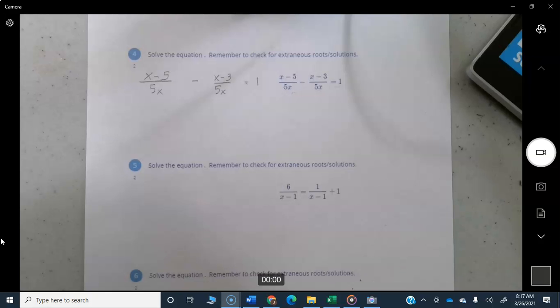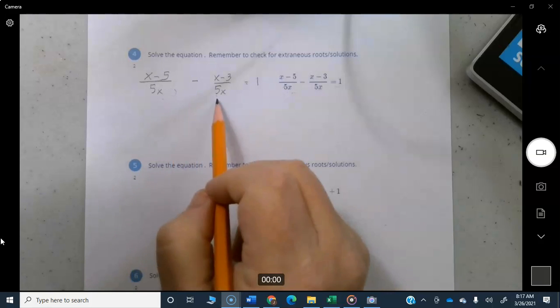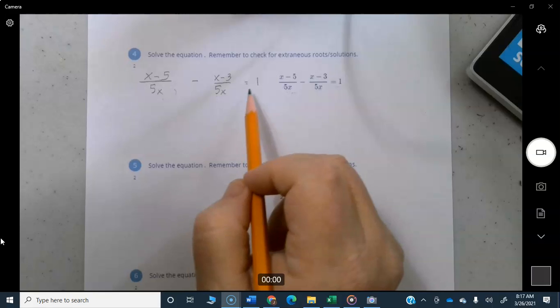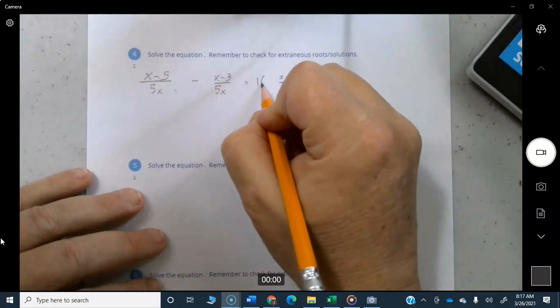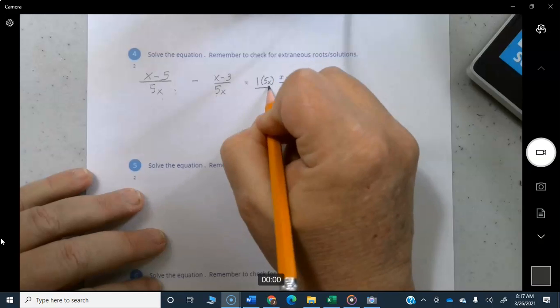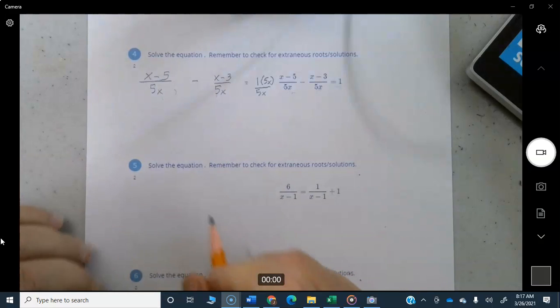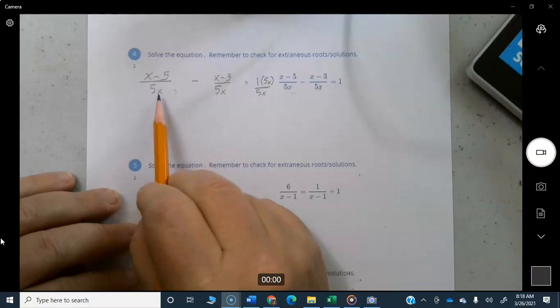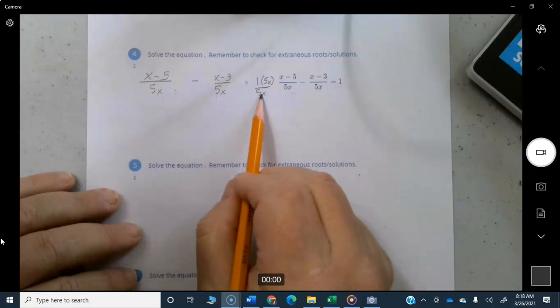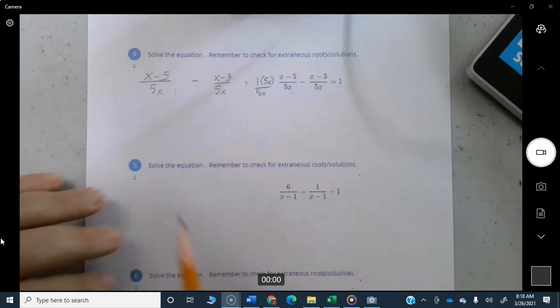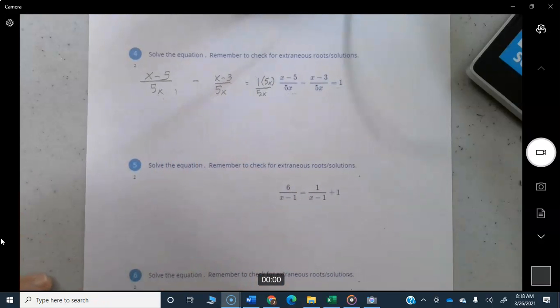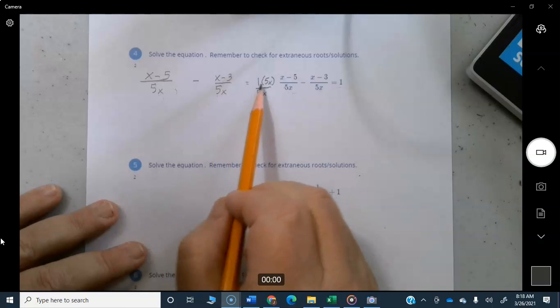All right, so we already have a common denominator there. We need a 5x on the bottom of this one to make it a common denominator for all three. So we're simply going to multiply top and bottom here by 5x. And there we have it. So now that we have a common denominator, we can solve the numerator and not even think about the denominator anymore. We can solve for x. So I'm going to rewrite just the numerator.